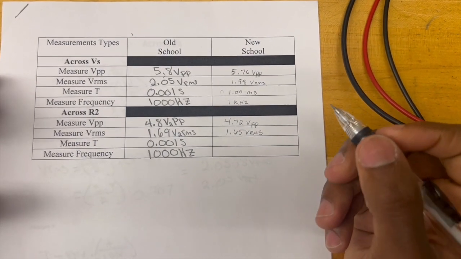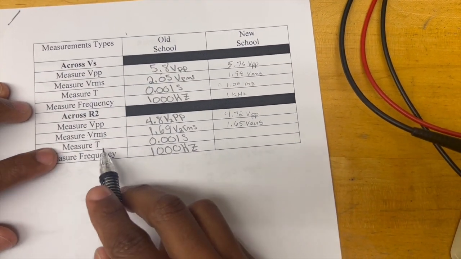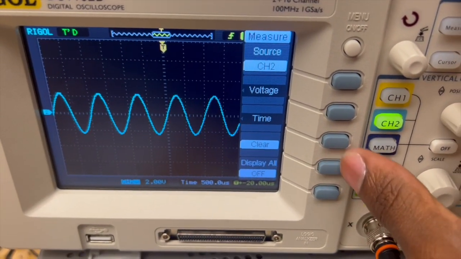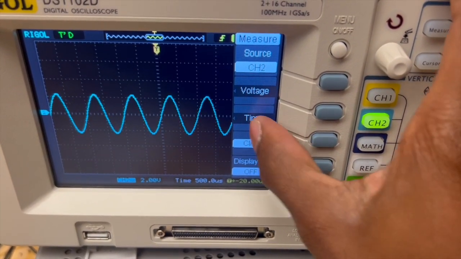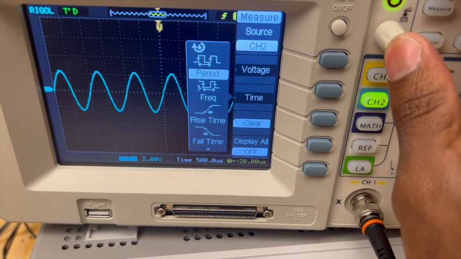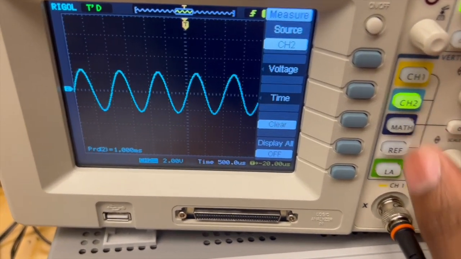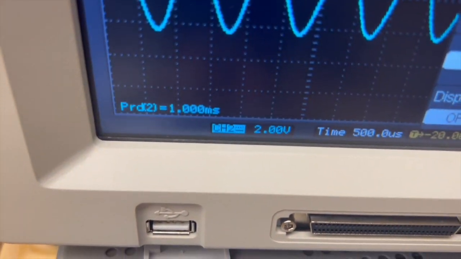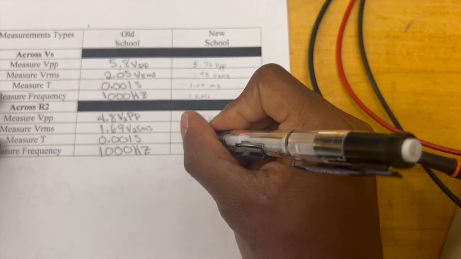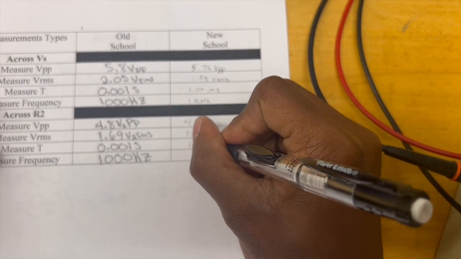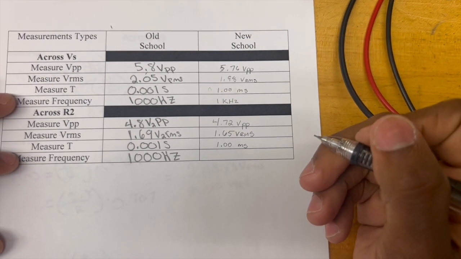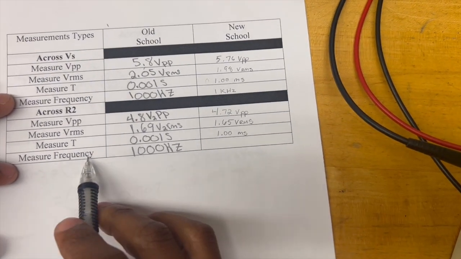And now we're gonna move right along and measure our time, which is our period. We're gonna clear the menu so that we know that we're dealing with something else, which is in time. Click time. We're gonna click period, and that's gonna give us the time, which is 1 millisecond. We'll come down here, record our information, our data, and we're gonna move right along to measuring the frequency.